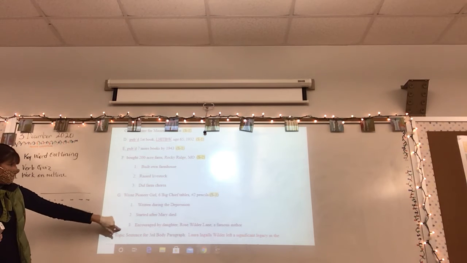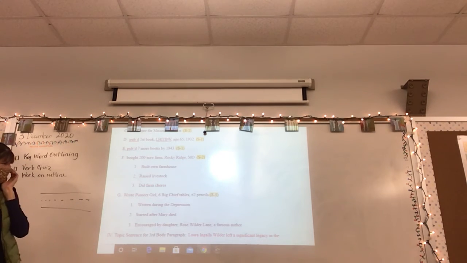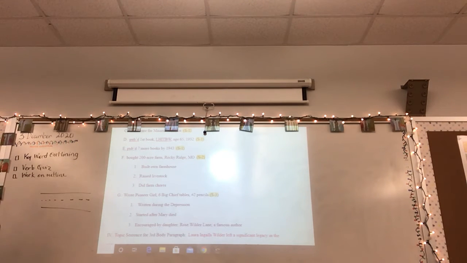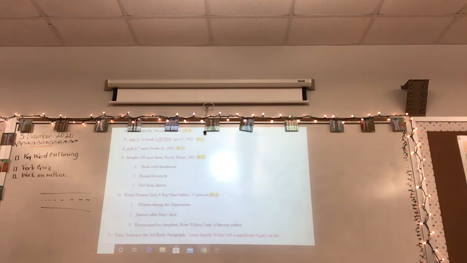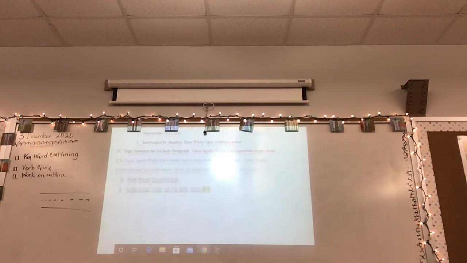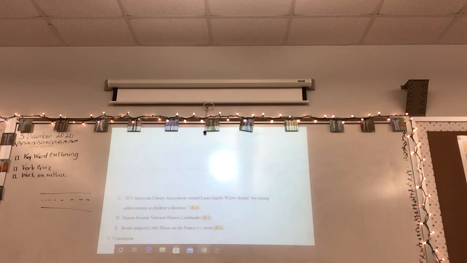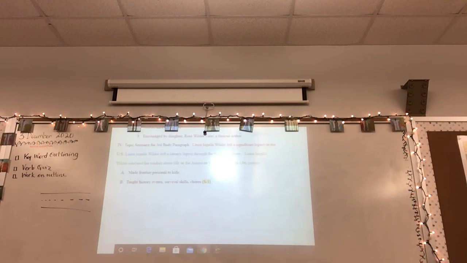And so I put some details. It was written during the Depression, started after Mary died, encouraged by her daughter. So this one is shorter than the first one. Some parts of your paper are going to be shorter than the other. Probably for all of us, the legacy is going to be the shortest of all. And I really want to show you this part because legacy will be hard.